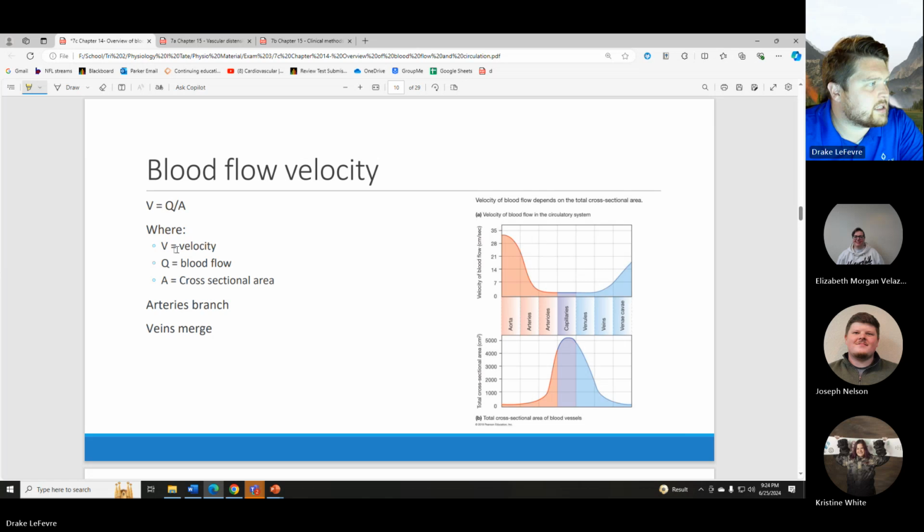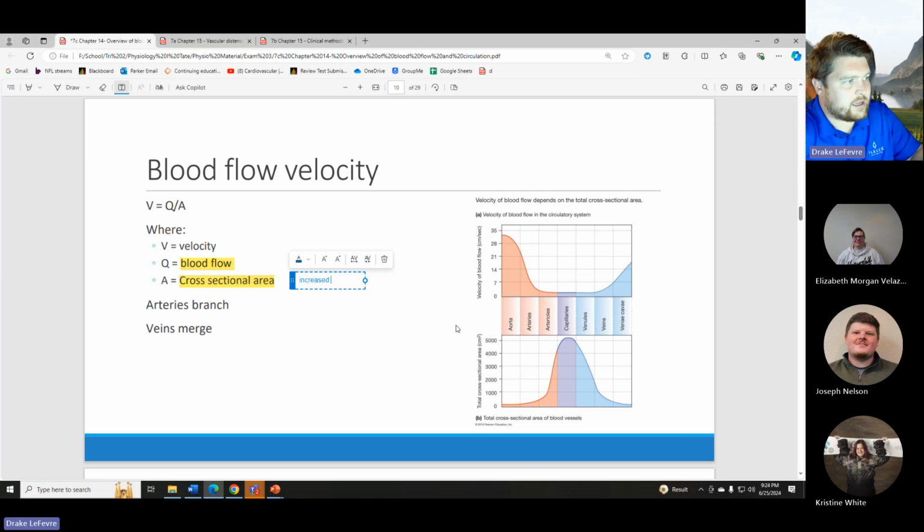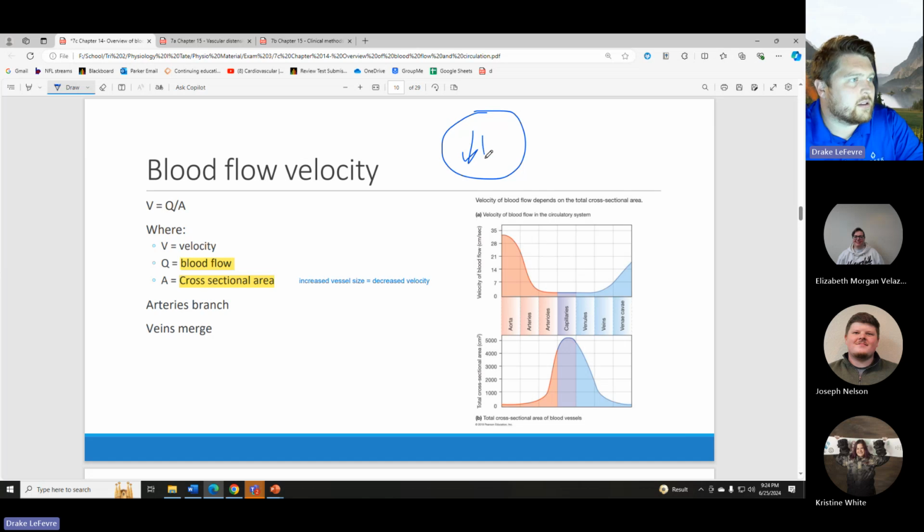Blood flow velocity. Velocity equals the blood flow divided by the cross-sectional area. So this would be that question that you had. Increased vessel size equals decreased velocity. That's the answer to that question. The more it's dilated, the bigger it gets, the slower the blood is traveling through it.